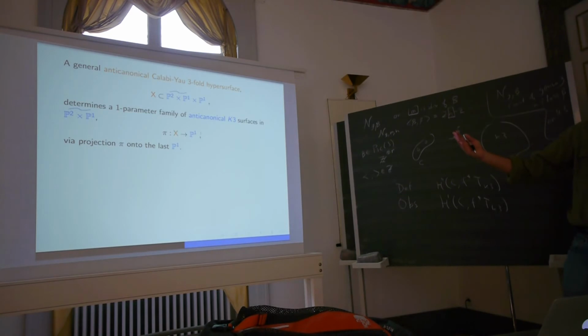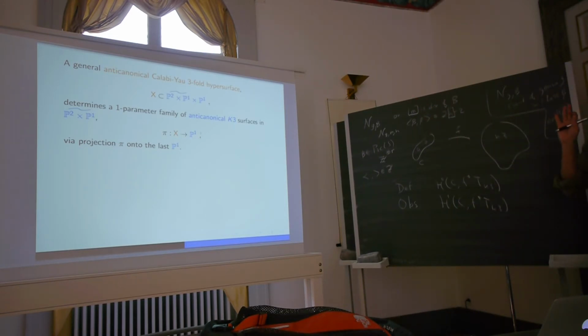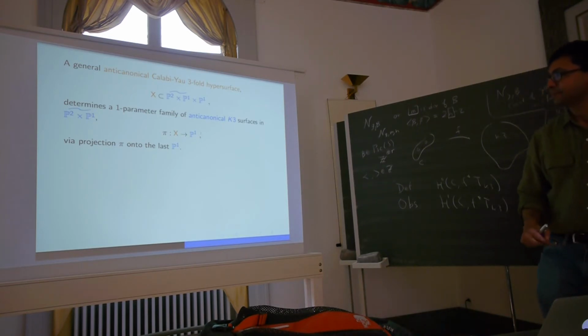So to get a one-parameter family, I take an anti-canonical hypersurface in P2 cross P1 blown up, cross P1. So the specific geometry is not so important here. I mean, of course, it is important in the proof. It's a very specific choice, but it's a one-parameter family of K3 surfaces, and they have lattice of rank 3.